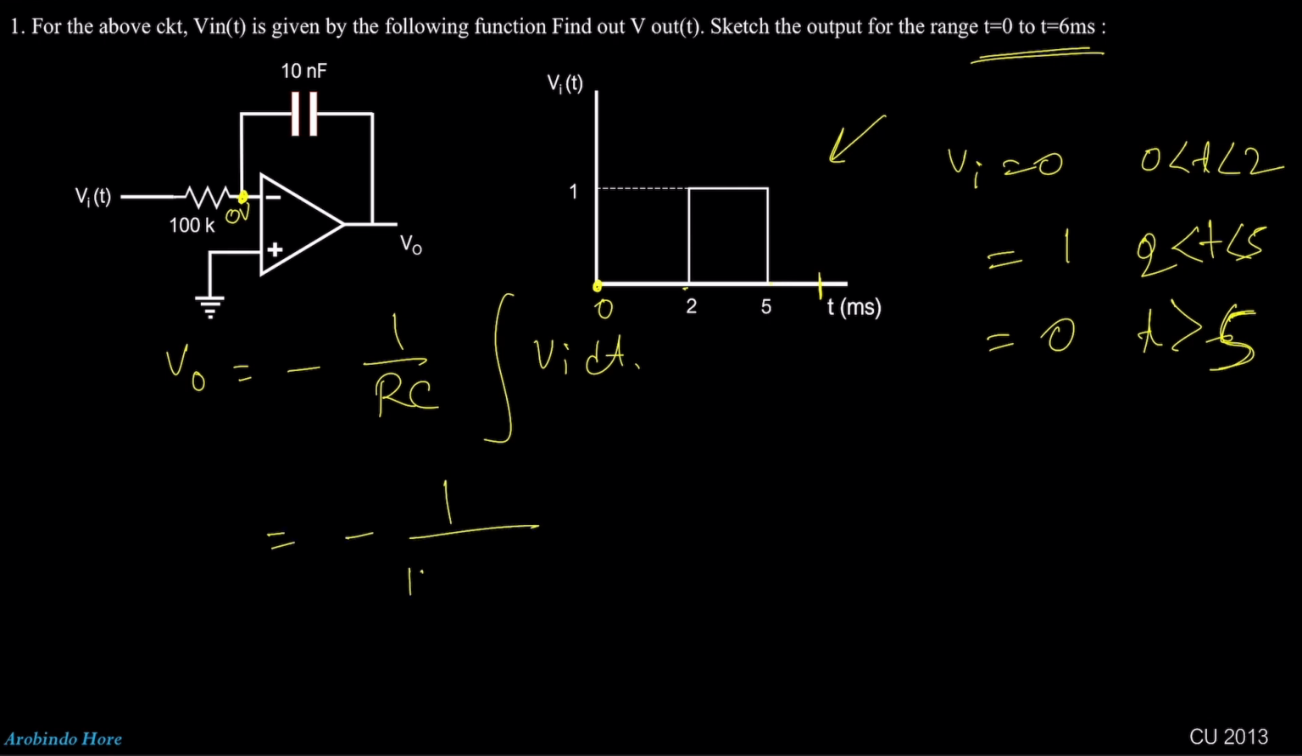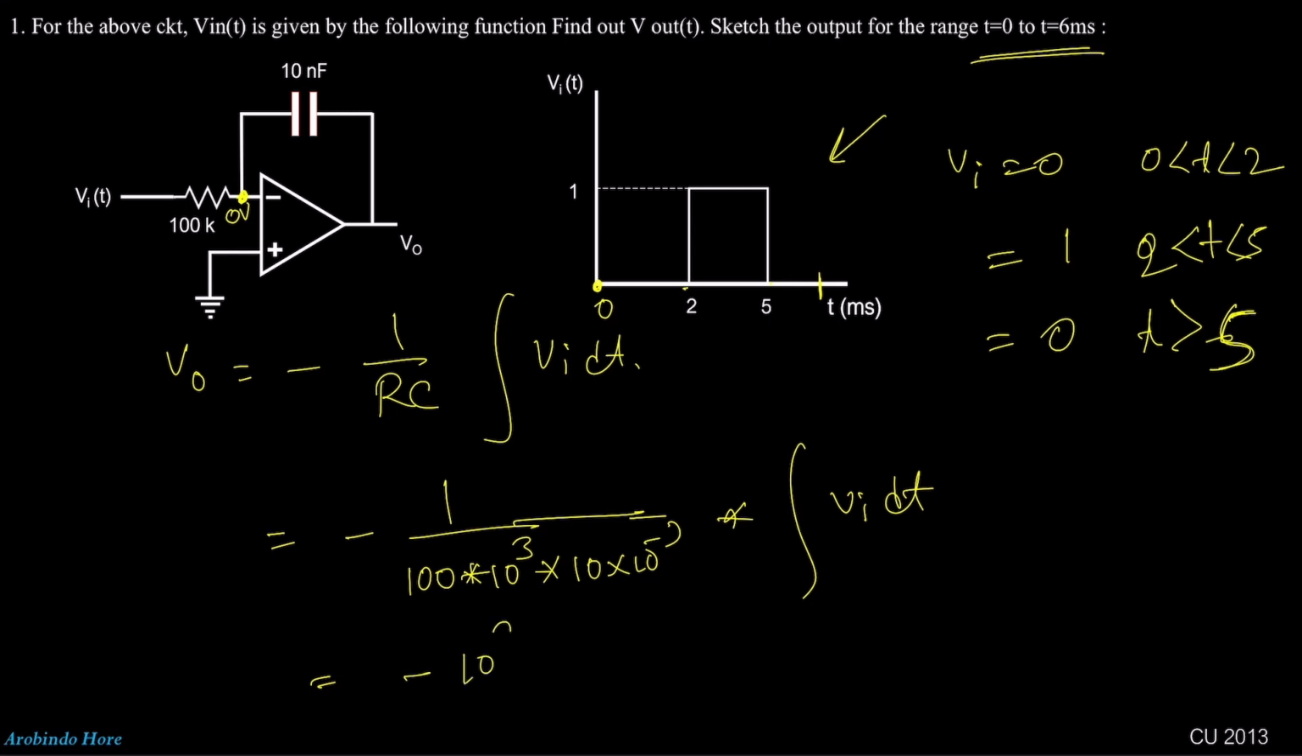So R will be 100k, that is 10 to the power 3, and C will be 10 nanofarad, that means 10 to the power minus 9, into Vi dt, okay? So if we just do the multiplication, we get 10 to the power 3, 10 to the power 7, 10 to the power 6, right? That means 10 to the power 3 multiplied by Vi into dt, right? So you already got the output voltage. Now we just need to put the value.